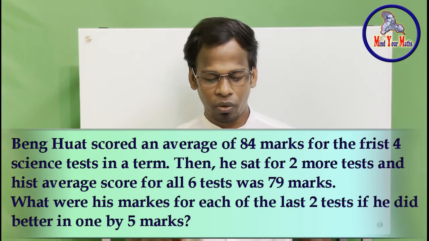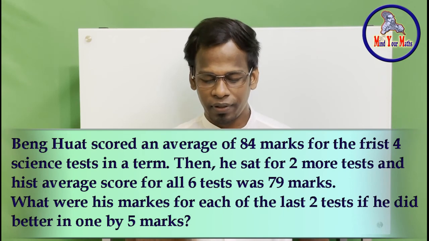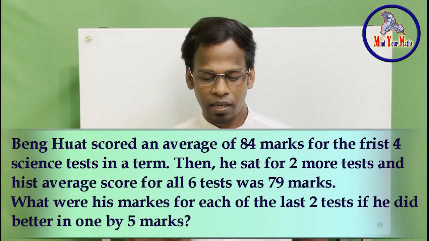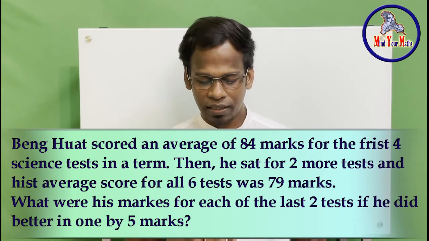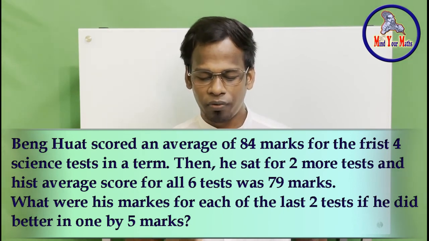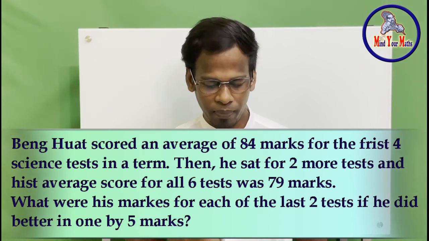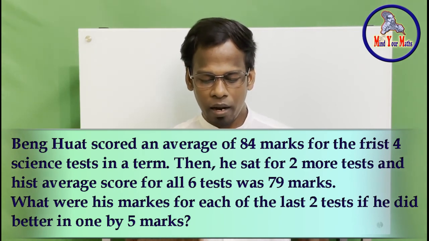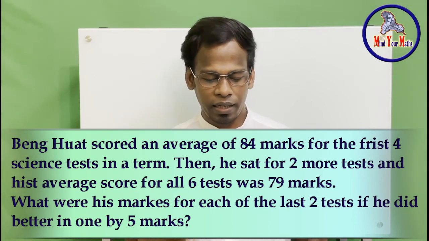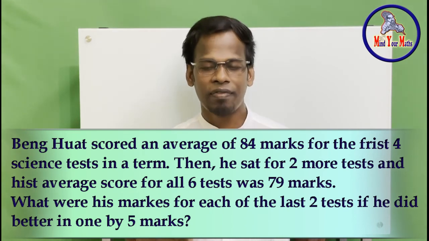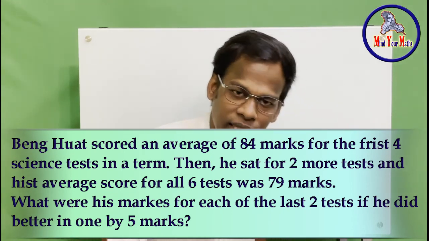Beng Huat scored an average of 84 marks for the first 4 science tests in a term. Then he sat for 2 more tests and his average score for all the 6 tests was 79 marks. What were his marks for each of the last 2 tests if he did better in one by 5 marks? Got it? Okay, so let's solve this problem.